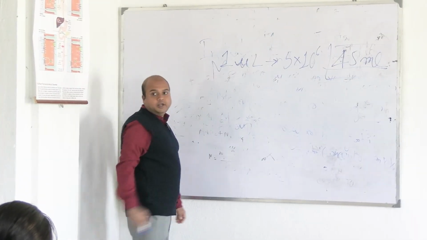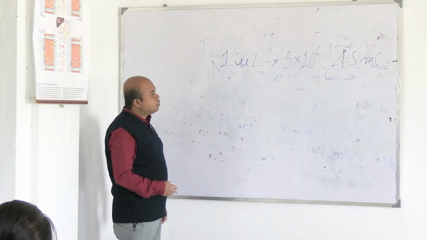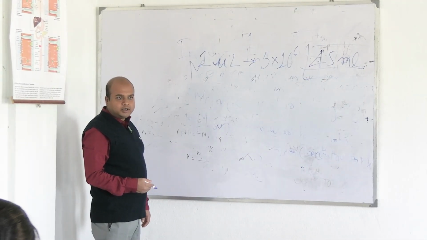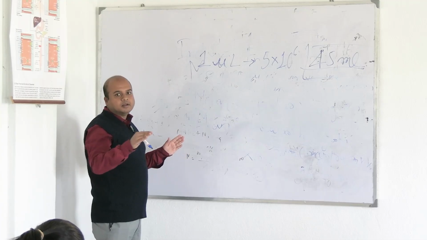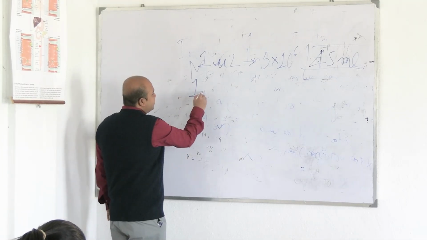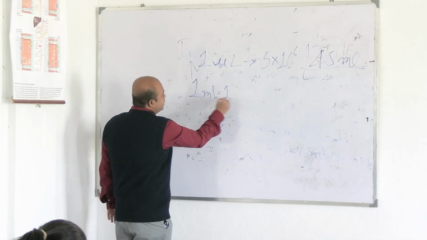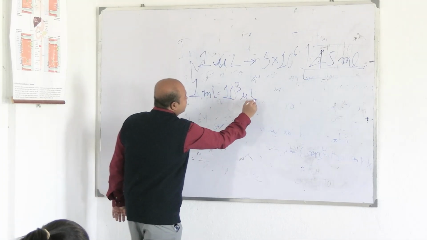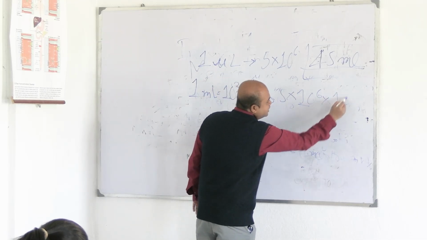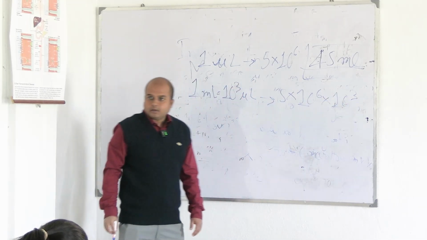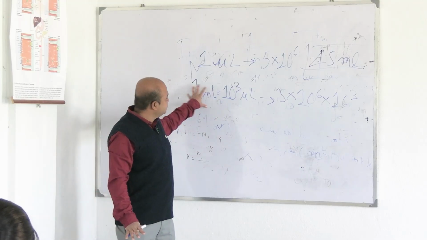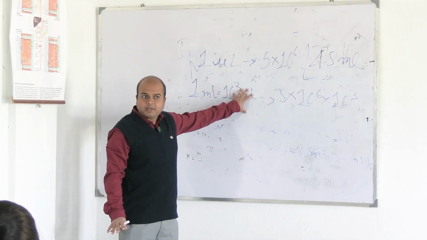So in 1 microliter, now ml is 10 to the power 3 times of microliter, just think, 1 liter is 10 to the power 6 microliter. So 1 ml, that is equal to 10 to the power 3 microliter, will contain 5 into 10 to the power 6 into 10 to the power 3 number of RBCs. Number of RBCs in this volume, 1 ml.